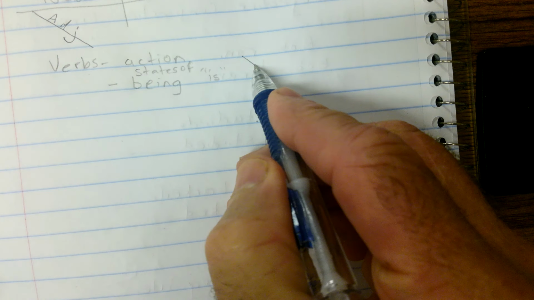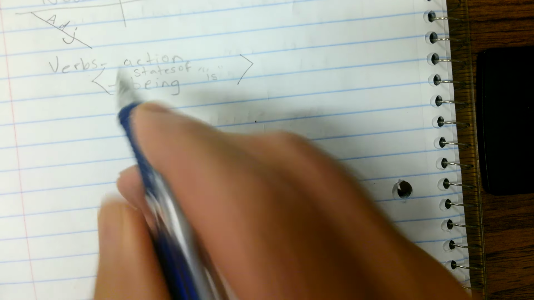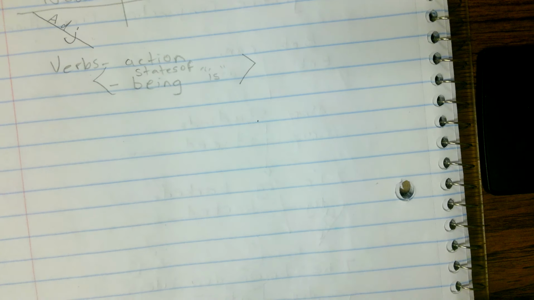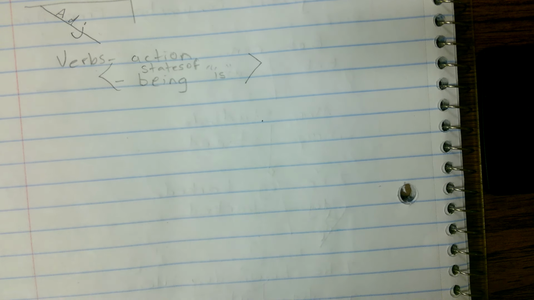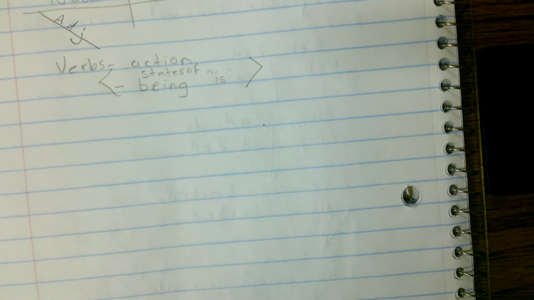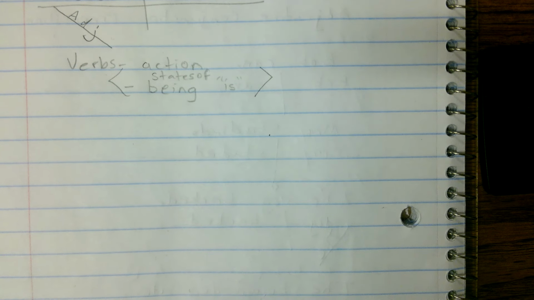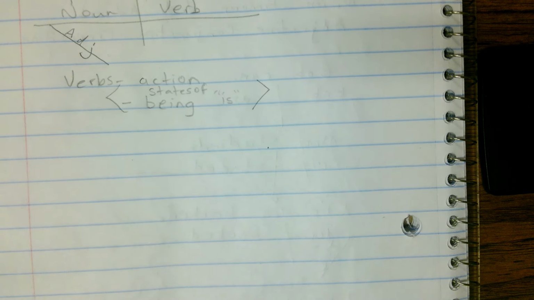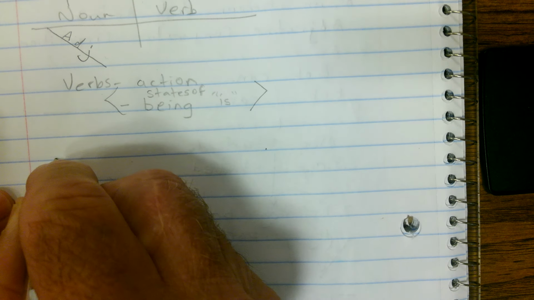We are going to concentrate on the state of being verbs today. And we're going to diagram a few sentences using state of being verbs. These are slightly different than when we diagram direct objects later on. And as we go along, we will define everything.